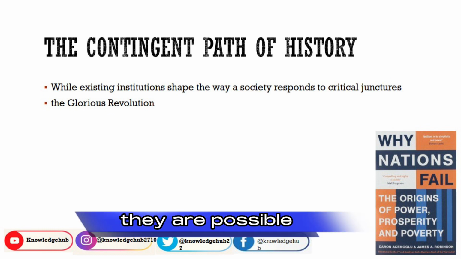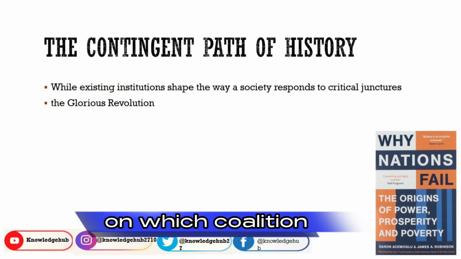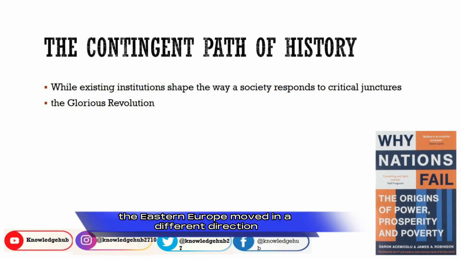For example, they are possible and might be possible, and it depends on which coalition managed to take and exercise power in any given historical moment. For example, as we have seen in the first section, after the Black Death, Eastern Europe moved in a different direction and Western Europe moved in a different direction. So this is the pattern which the author is discussing here. They have mentioned an example.